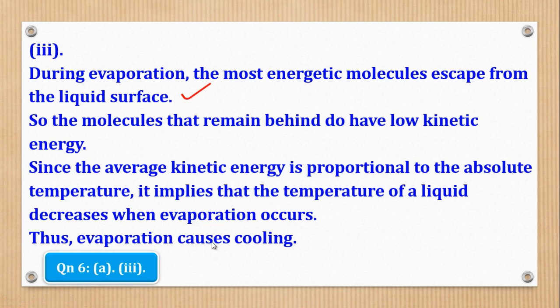So now let's see how marks can be awarded. 1 mark will be for that, another mark will be for low kinetic energy for the molecules which remain. Half a mark will be for you to say that average kinetic energy is proportional to absolute temperature, and lastly is for you to conclude. So basically that's how the 3 marks could come about.